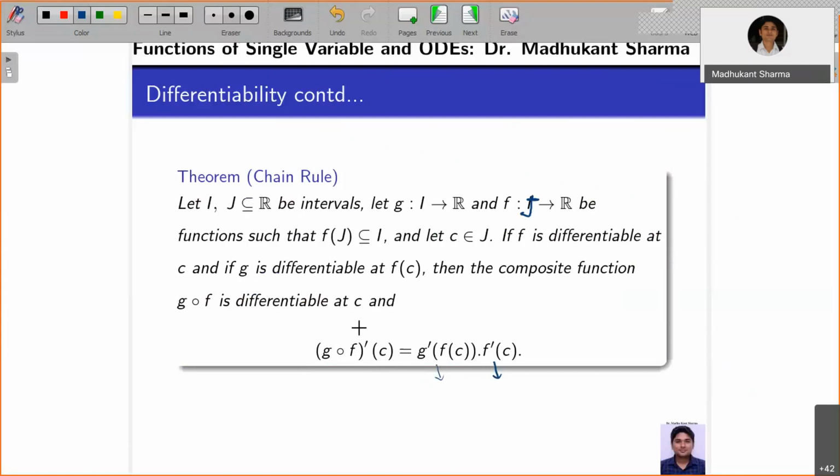So now you can discuss functions like mod of sin x, mod of cos x plus x square, or another function, e to the power 1 by x, and so on. You can discuss the differentiability of these functions by using this chain rule.